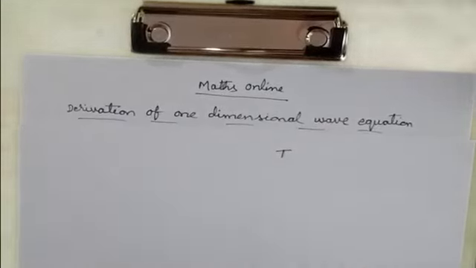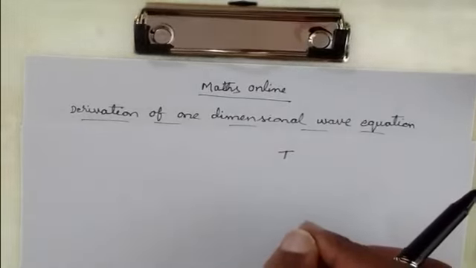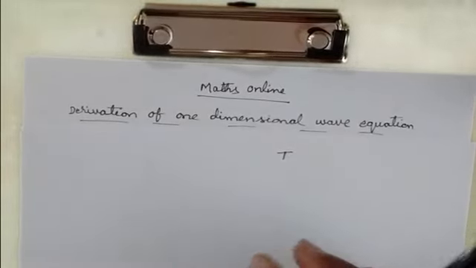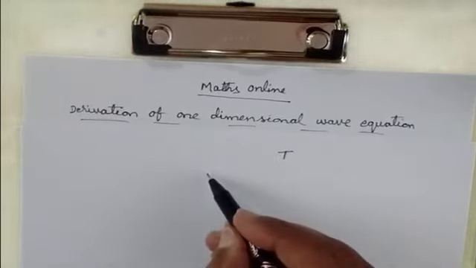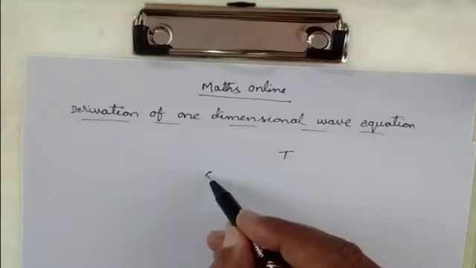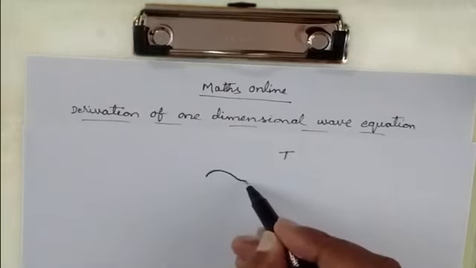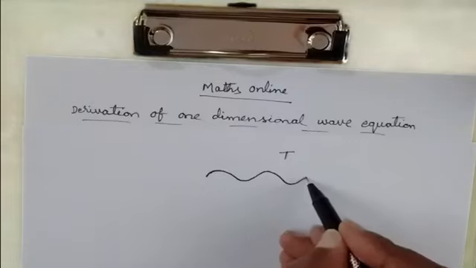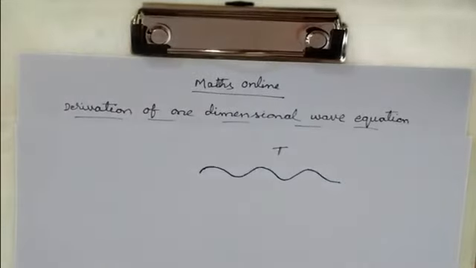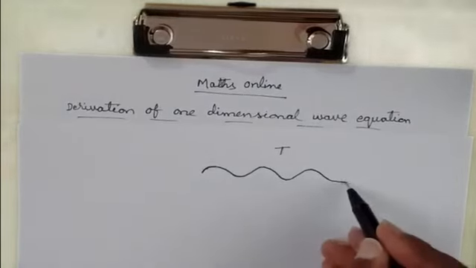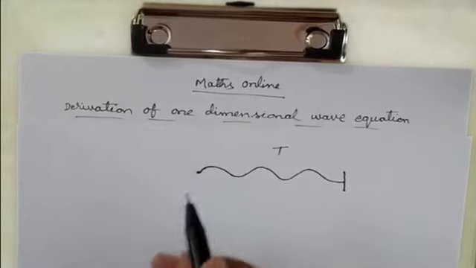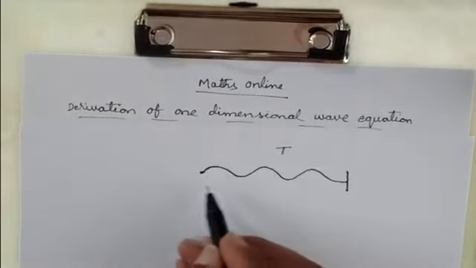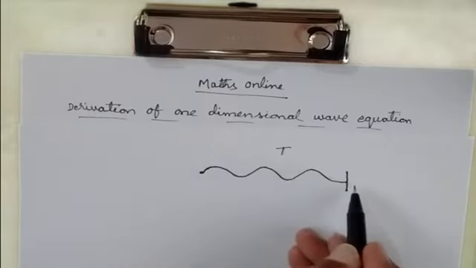And while you're giving a jerk to the string, the string will move in such a way that small transverse vibrations are obtained. So you have to give a jerk in such a way that the waves that are formed should be small in nature, of this type. So one end of the string is fixed, and from the other end you are just shaking it from here. So these waves are being created.